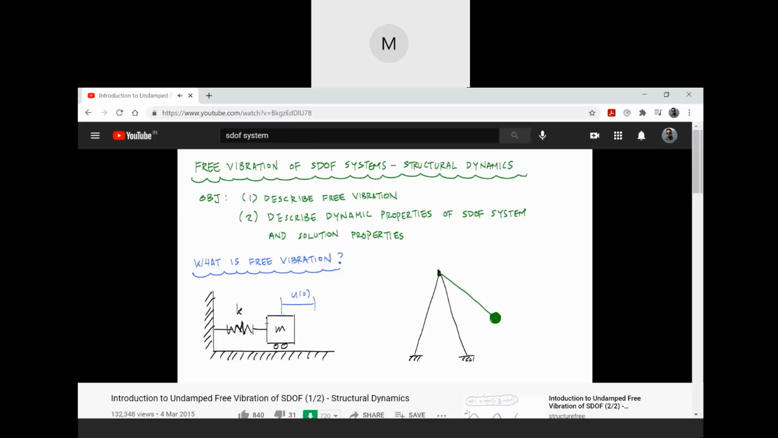And if I never push it again, or if I never introduce another force to it, it's going to just vibrate freely or oscillate freely, move back and forth until it comes to rest back where it started from, which was probably right here. And all I'm describing right here is a pendulum.